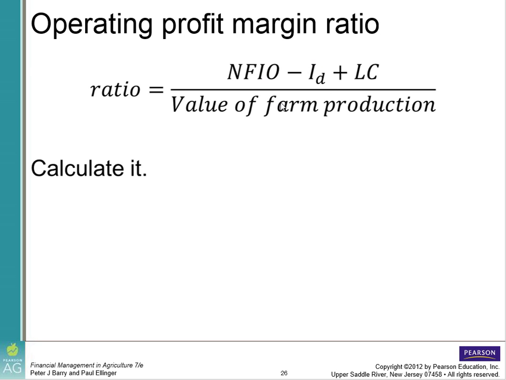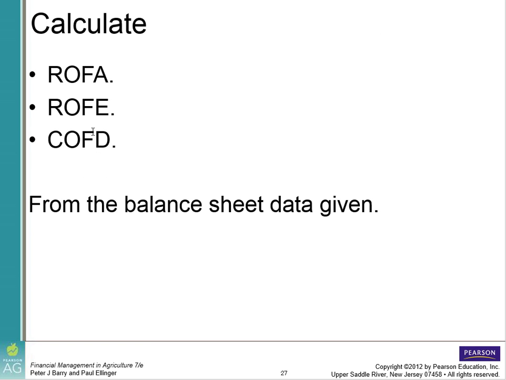And then this is the numerator, and on the denominator you have the value of farm production. If you recall from the previous lecture, the value of farm production is basically the sum of the farm revenue section of your income statement. I'm going to ask you to pause the video and go verify that in the book, the slides, or the video of the previous lecture, and make sure you remember that. The NFIO minus ID plus LC over the value of farm production is the operating profit margin ratio. Okay? So let's go ahead and calculate the ROFA and ROFE and COFD.